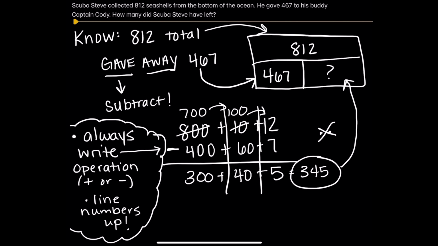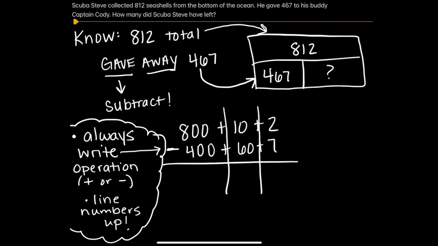All right, friends, so there we have it. 345 is your final answer. Scuba Steve has 345 seashells left over. Let me go ahead and go over what I did.